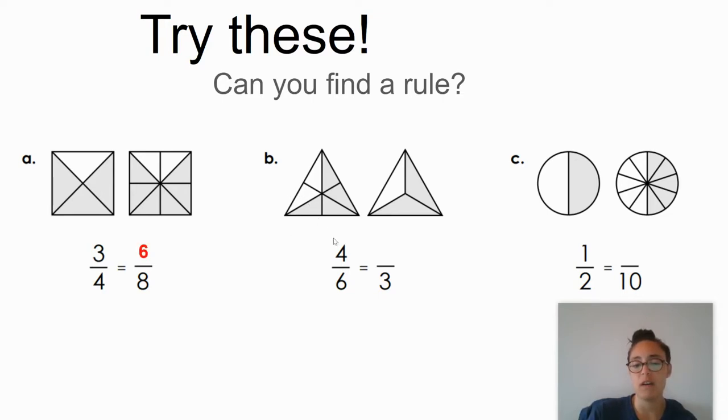Look at this over here. I have 4/6. So I have 1, 2, 3, 4, 5, 6 pieces, and I have 3 over here. Is there a rule that you can find? And I know 2 are shaded in this one. Next, I have 1/2, and I have to count all my shaded parts. So 1, 2, 3, 4, 5 out of, if I know 5 are on this side, I know 5 are on the other side. So there are a total of 10, which is given to us. So I know this one is 5/10.